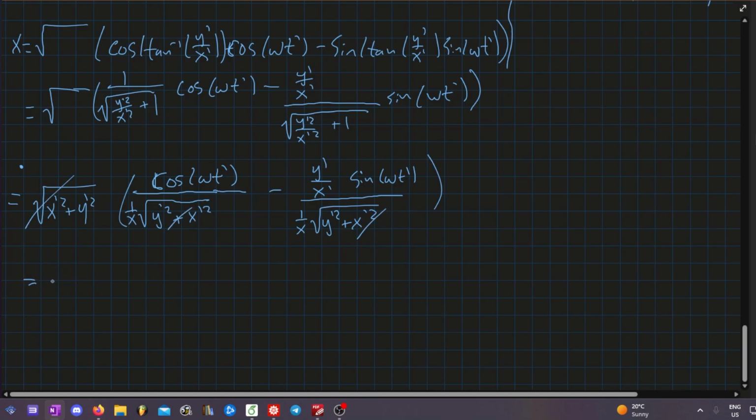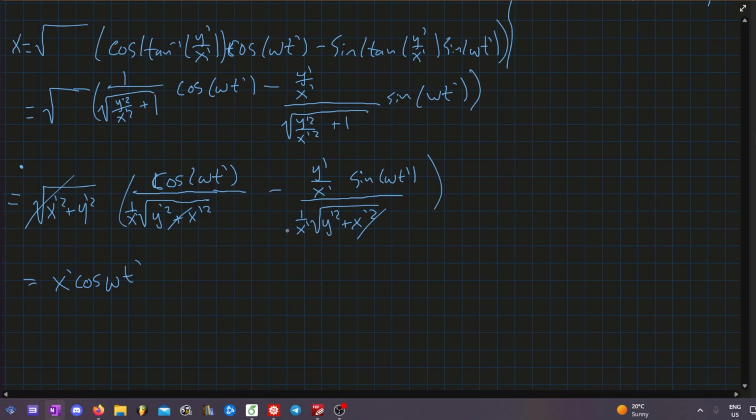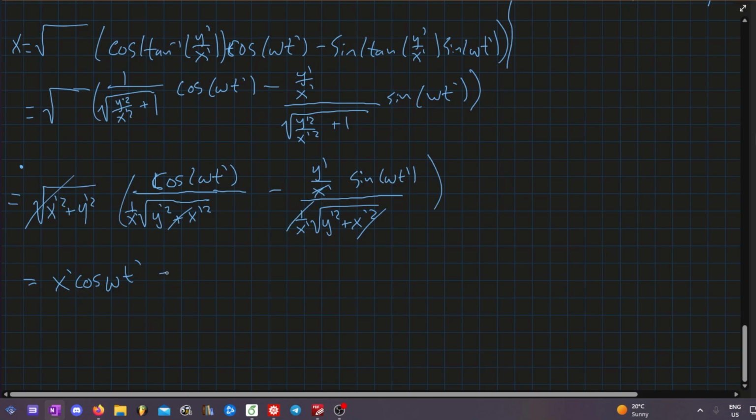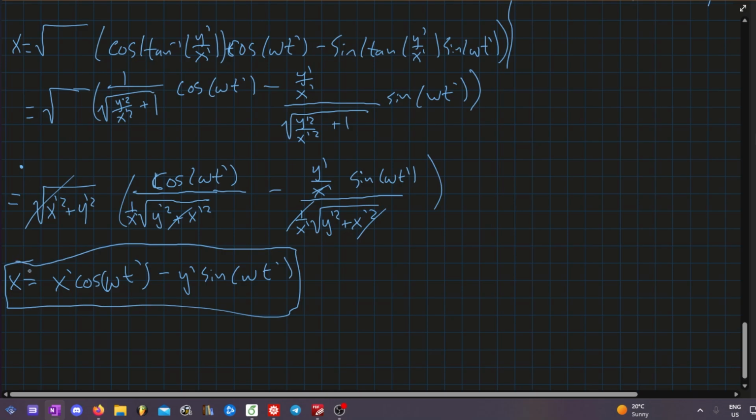This is going to equal x times cos of omega t prime. Sorry, these should be primes. This should be x prime. So x prime of cos omega t prime. Then this 1 over x is going to cancel with this x, and we get minus y prime of sine omega t prime. Put the brackets here too. So this is x, and then we can follow a similar lengthy procedure for y. So we can go ahead and do that now.